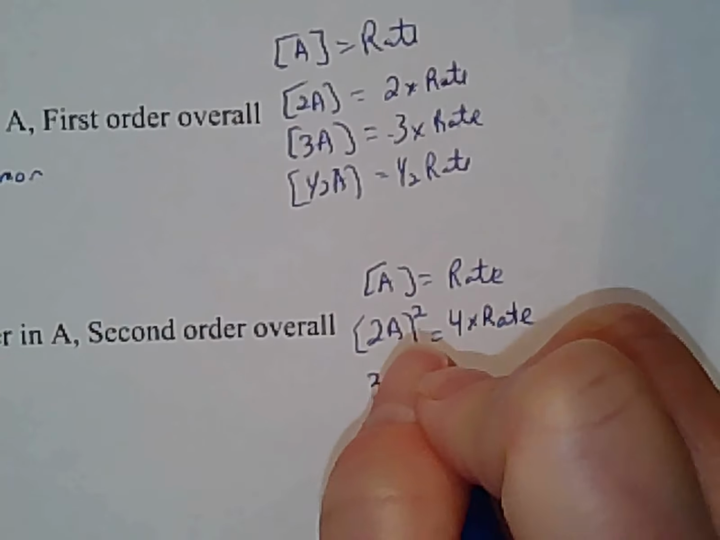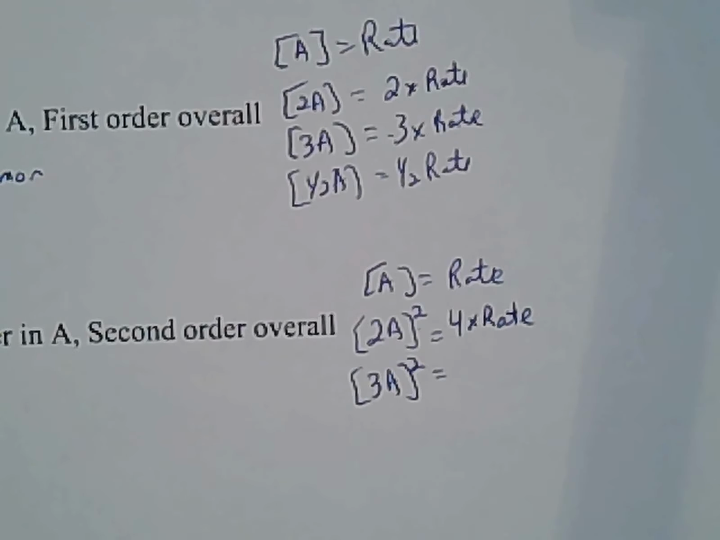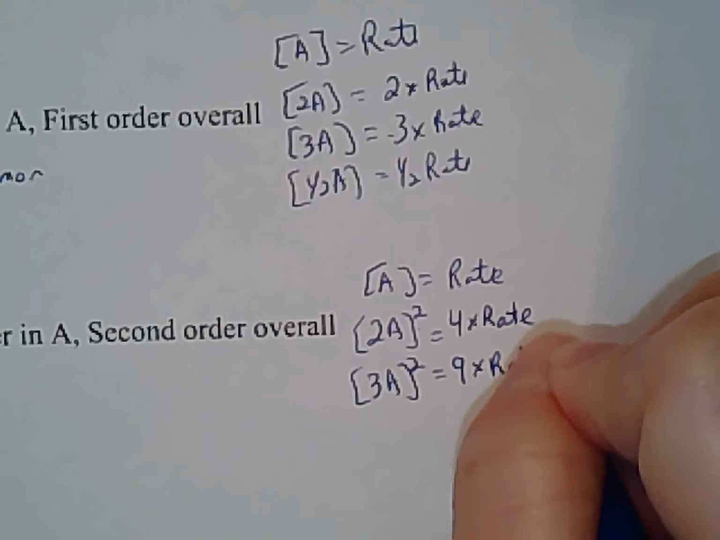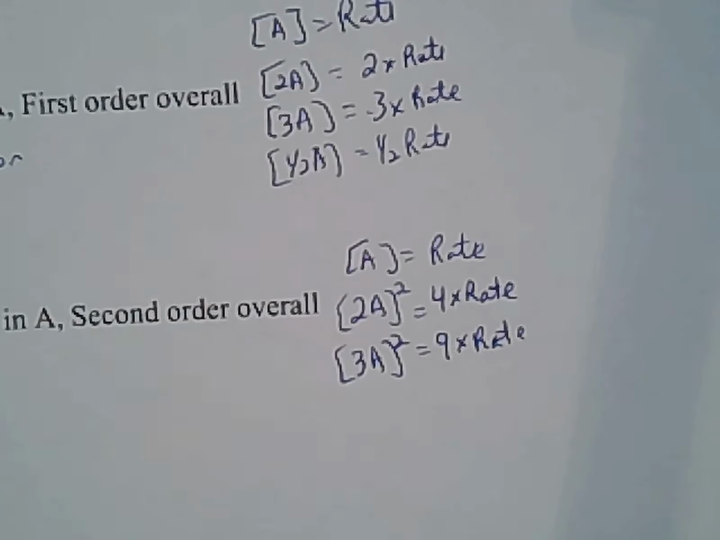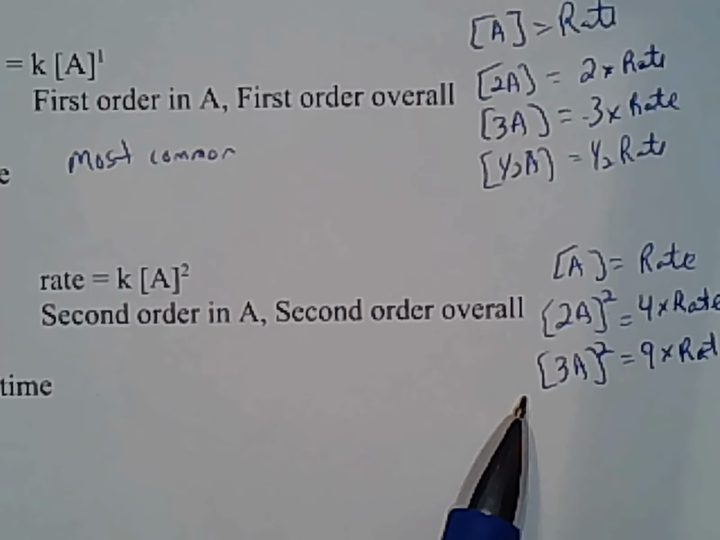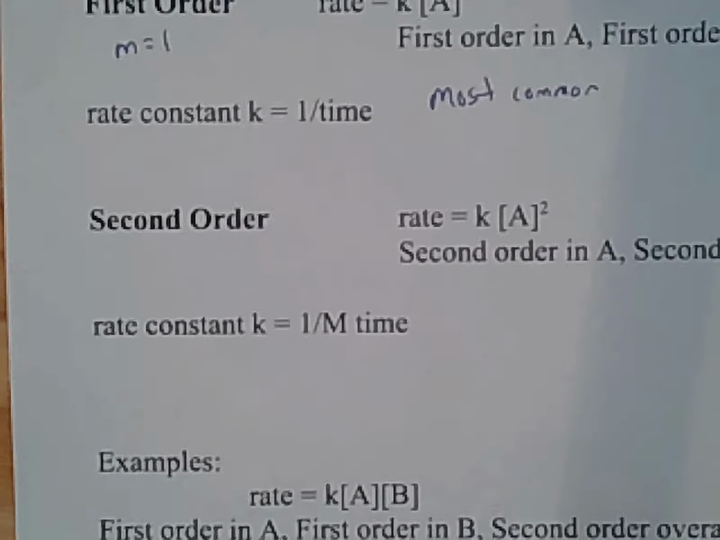What if I tripled A? What is 3 squared? 9. So you're going to multiply the rate by 9. So whatever you do to A is going to be squared.